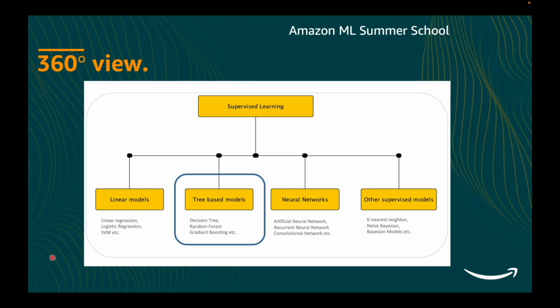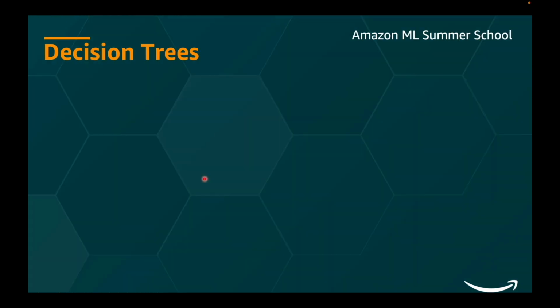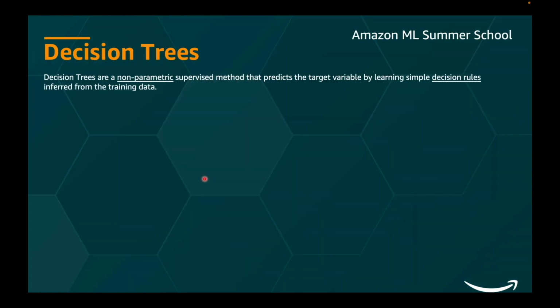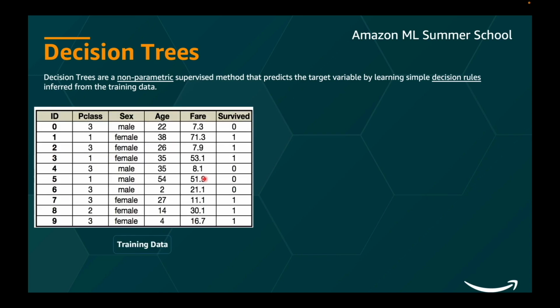So let's go back to this 360-degree view. You can see that these are the topics we'll be covering in the supervised learning module. So let's just jump right into it. So decision trees. So what is a decision tree? That is derived from the training data. So we'll see an illustration right over here.